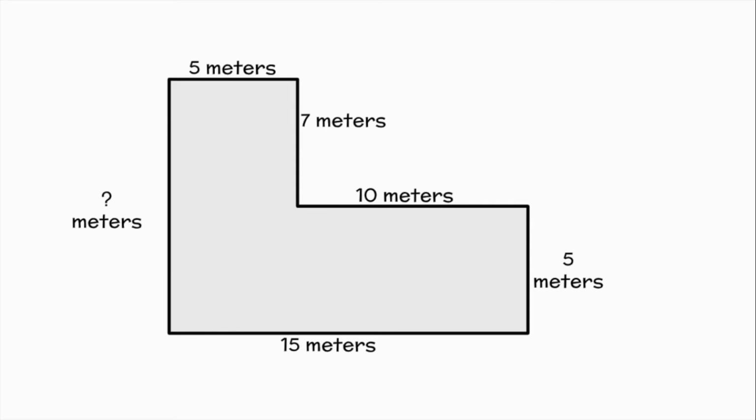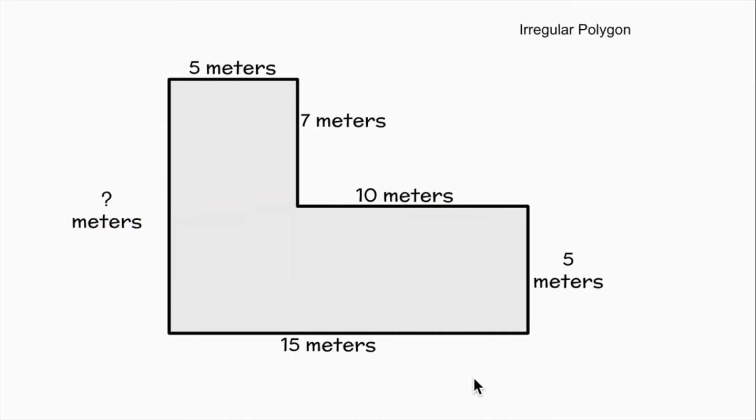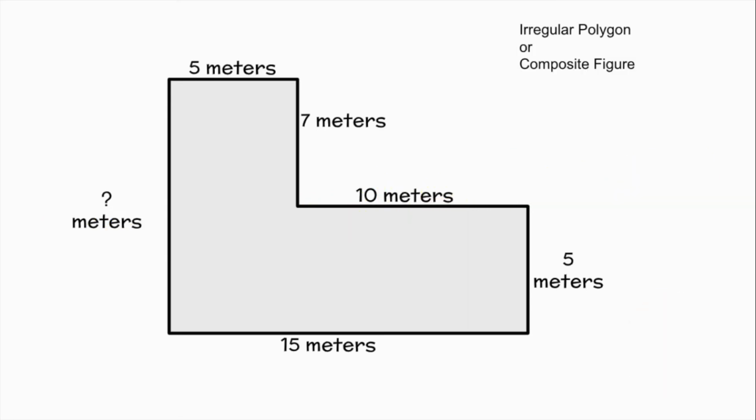So sometimes you're going to be presented with a shape such as this in front of us, and don't be intimidated. You're still going to be able to find the area and perimeter just like you always do. Things are just going to look a little bit different, and they might call it something like an irregular polygon, or maybe they even call it a composite figure.